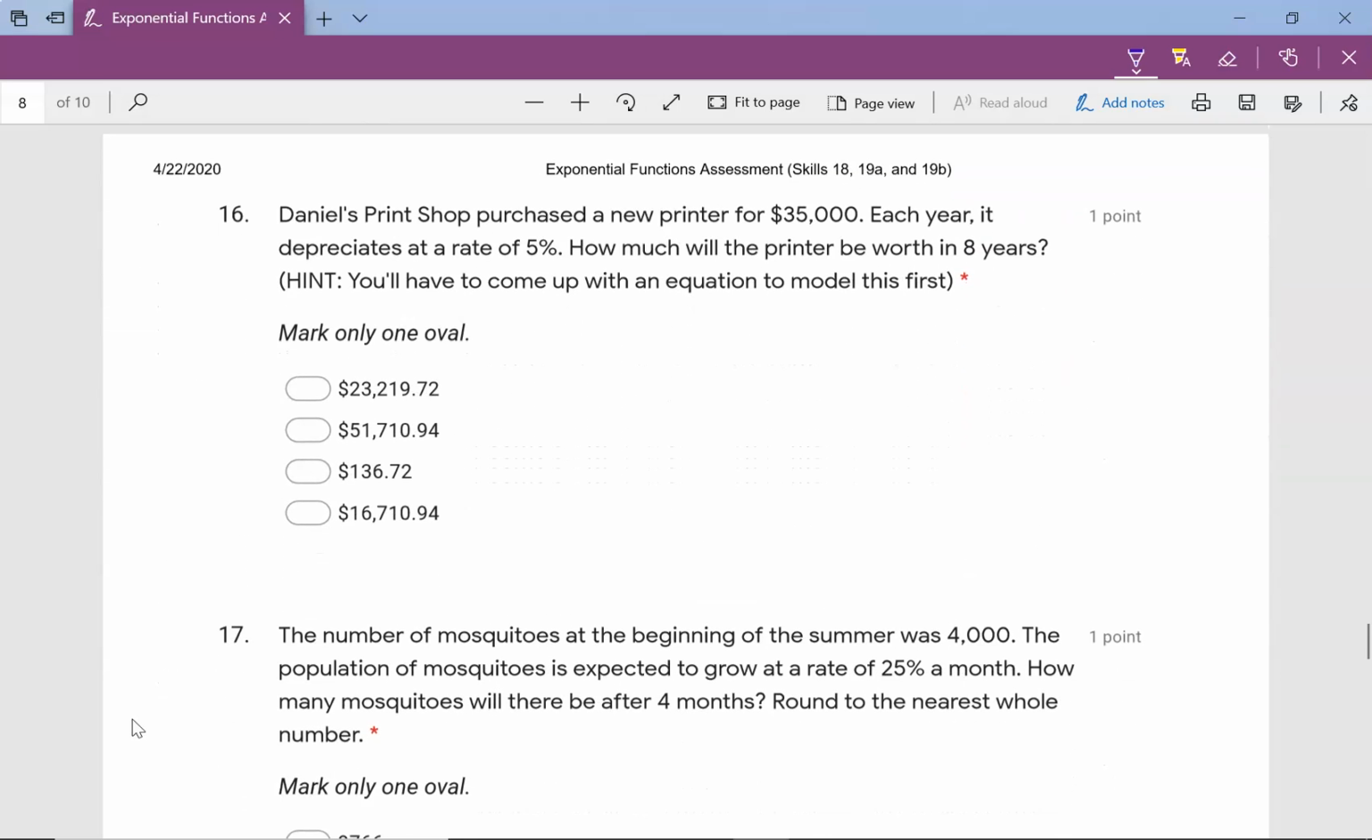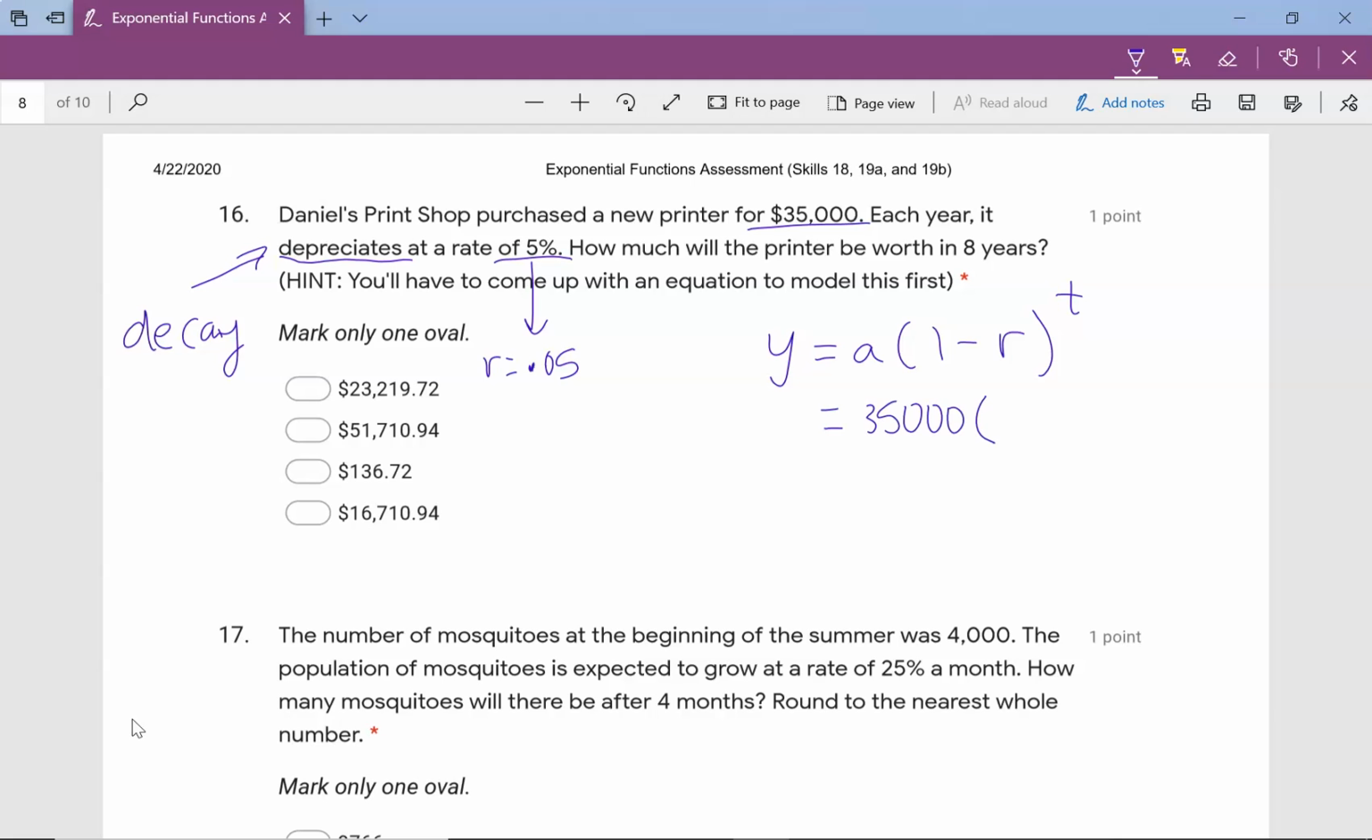Okay, next one. Daniel's print shop purchased a new printer for $35,000. Each year it depreciates, so that means decay. It decays at a rate of 5%, so 0.05 is r. Because they're giving us a percentage rate, we're going to do y equals a times 1 minus r to the t power. A is what we initially spent, 35,000. 1 minus 0.05 to the 8 power.